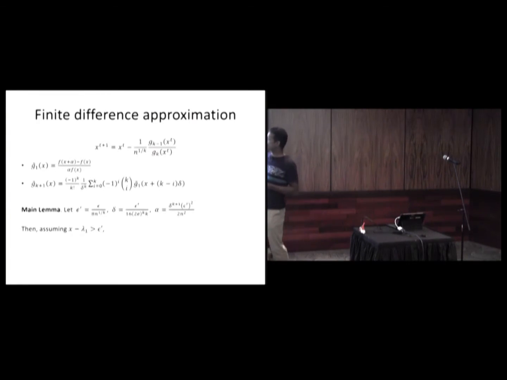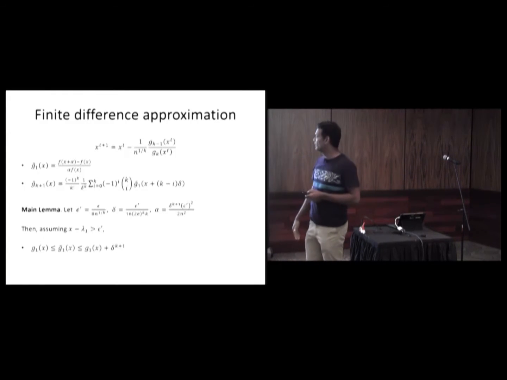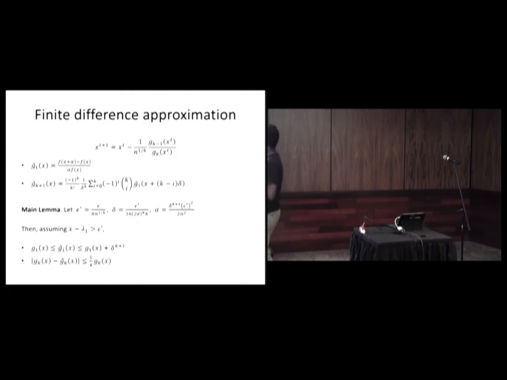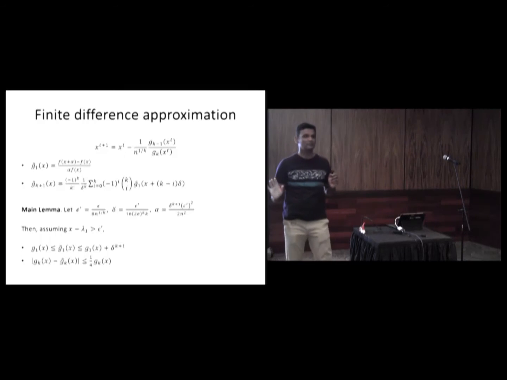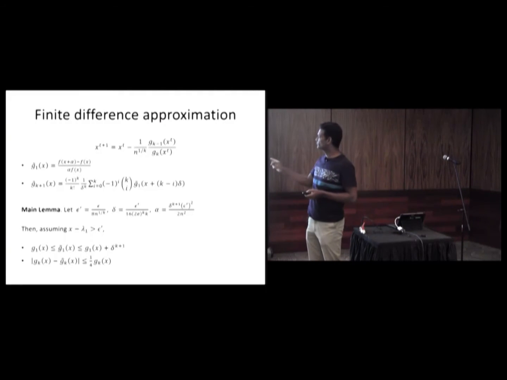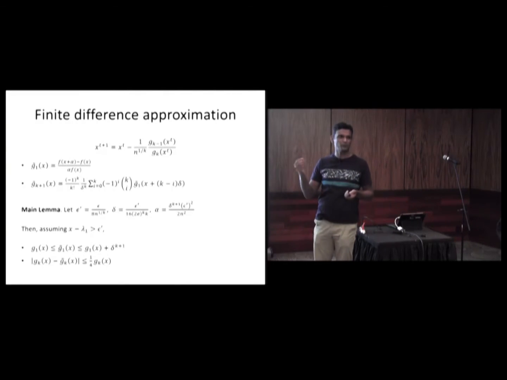Then, if you start with a point that's greater than lambda 1 by at least epsilon prime, it has to be greater by a finite amount now, not just greater, then the first function you're using to approximate is within a small additive factor, smaller than the target, delta to the k plus 1. And then every function that we get here is within a multiplicative factor of a constant. Okay. I'll spend the next 2 slides proving these. The proofs use 2 elementary inequalities that I'll state in a minute.